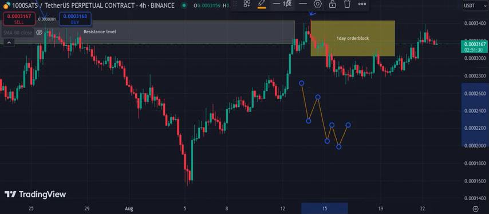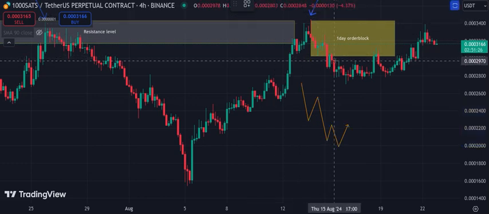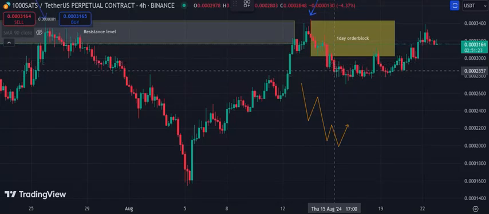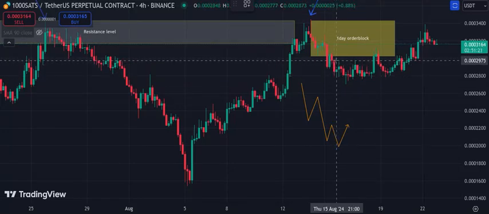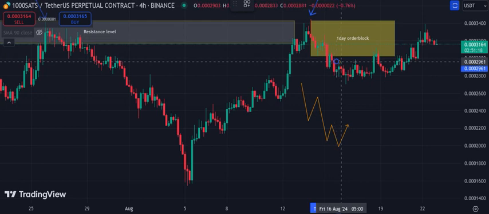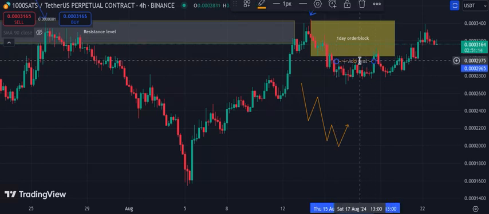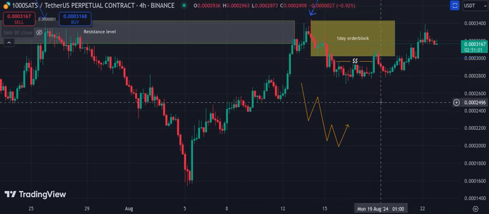Now this point here is the last internal high before it. So we'll be taking that as our liquidity. Once market takes it out, then we look for entry.